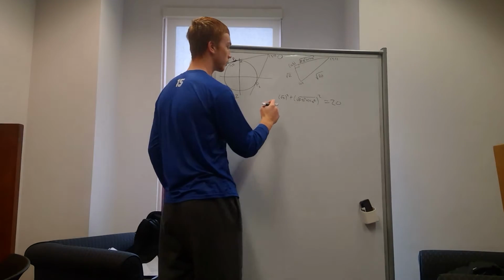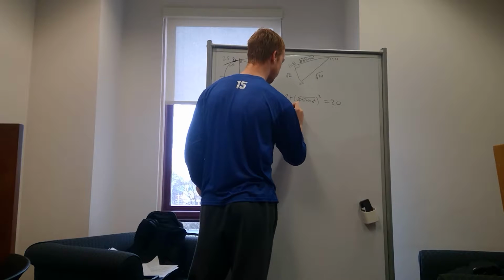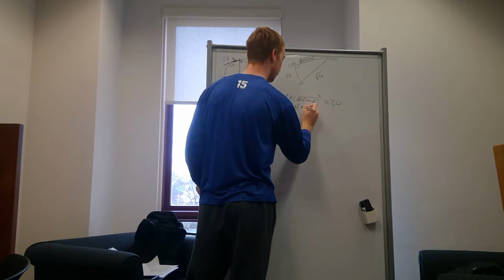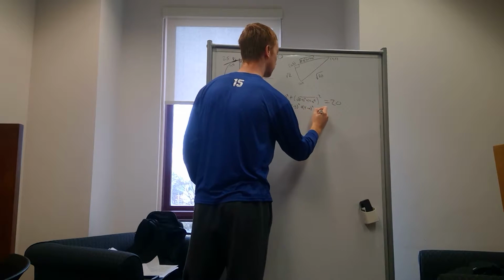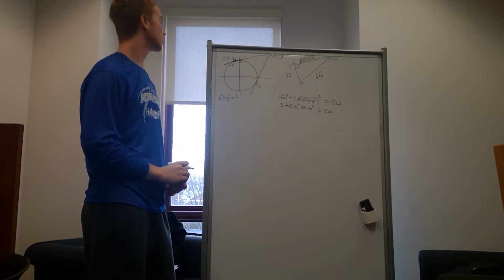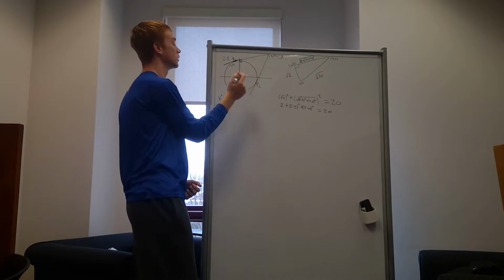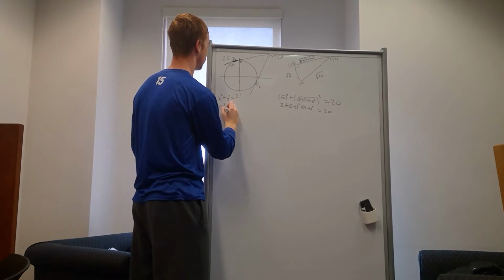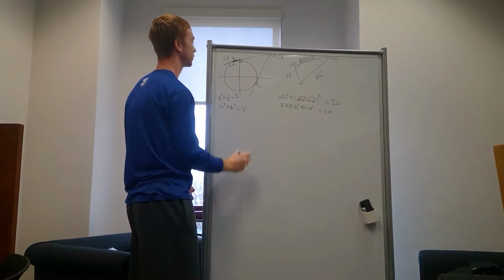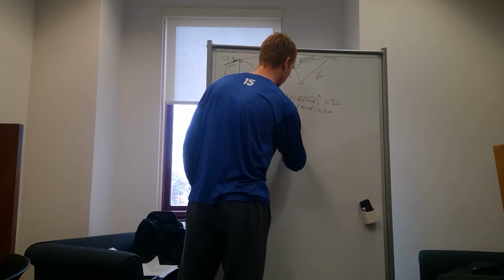So we're going to simplify this more. Another thing we can do is plug in AB because AB is on the circle. So we have A squared plus B squared equals 2. Okay, I'm going to continue simplifying this.